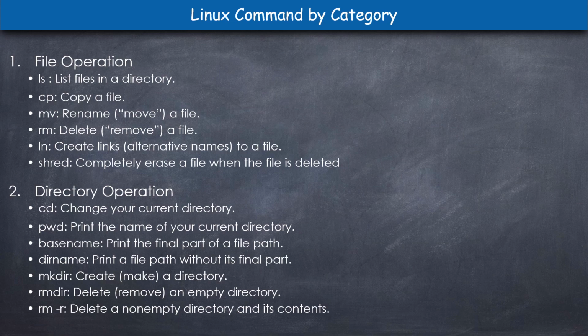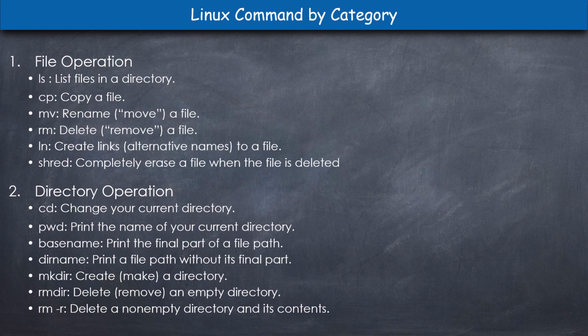Then we have rm, which is remove. Using this you can delete a file. ln is to create a shortcut link, just to understand, like if you work in Windows and you create a shortcut for a file, in the same way in Linux you can create a shortcut using the ln command. Basically it creates an alternative name and it points to the same file.